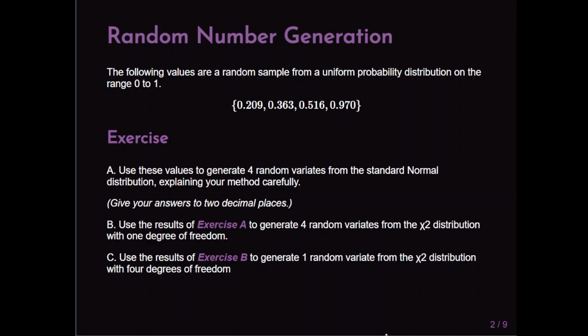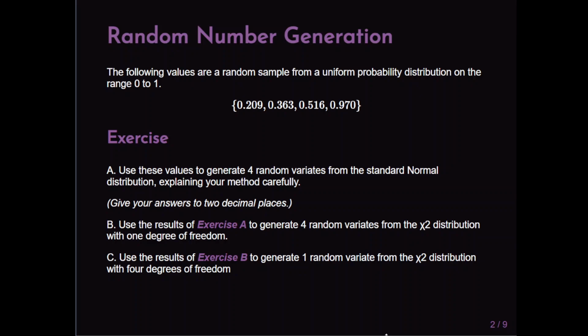So anyway, exercise A: use these values to generate 4 random variables from the standard normal distribution, explaining your method carefully and giving your answers to 2 decimal places. B: use the results from exercise A to generate 4 random variables from the chi-square distribution with 1 degree of freedom. And finally C: use the results of exercise B to generate 1 random variate from the chi-square distribution with 4 degrees of freedom.